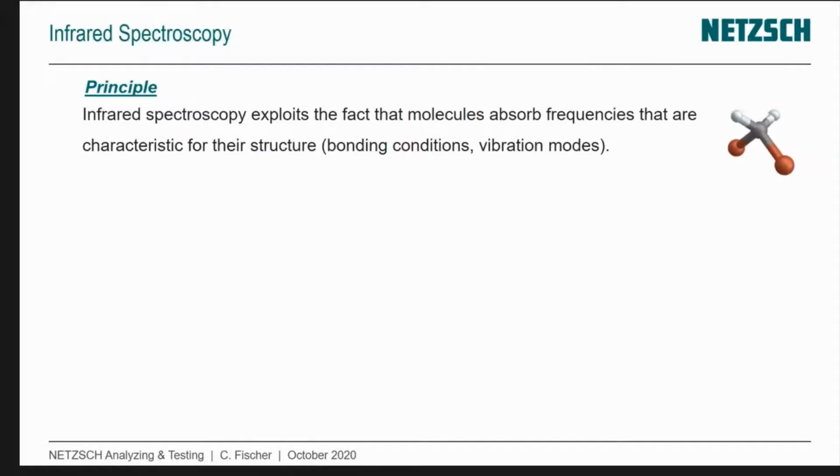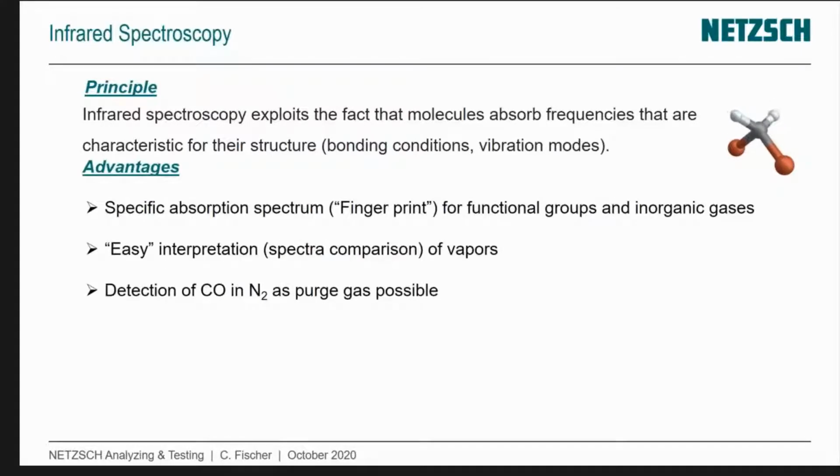Infrared spectroscopy exploits the fact that molecules absorb frequencies that are characteristic for their structure. So let me briefly discuss advantages and limitations of this method. The absorption spectrum shows functional groups and inorganic gases. With the help of libraries, the interpretation and identification is rather easy. Even the detection of CO is possible if nitrogen is used as a purge gas, in contrast to mass spectrometry, where this is not possible.